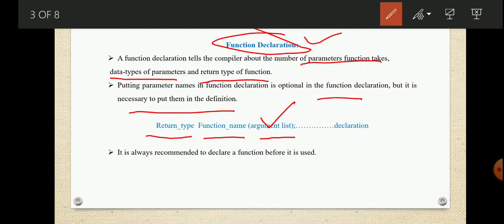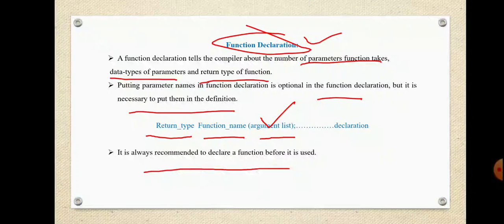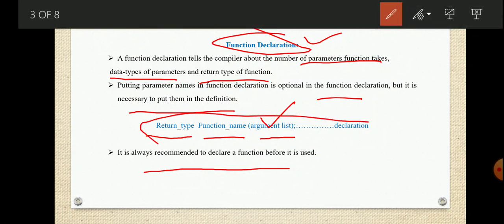So when we are declaring a function there is no need to give parameter names, but when we are defining the function then we have to give parameter names. It is always recommended to declare a function before it is used. Up to now we have discussed only the declaration. If you want to use a function in your program, first declare it.